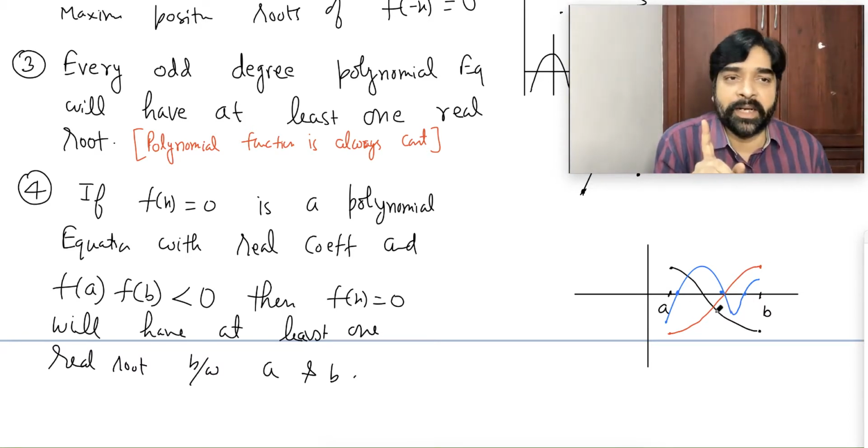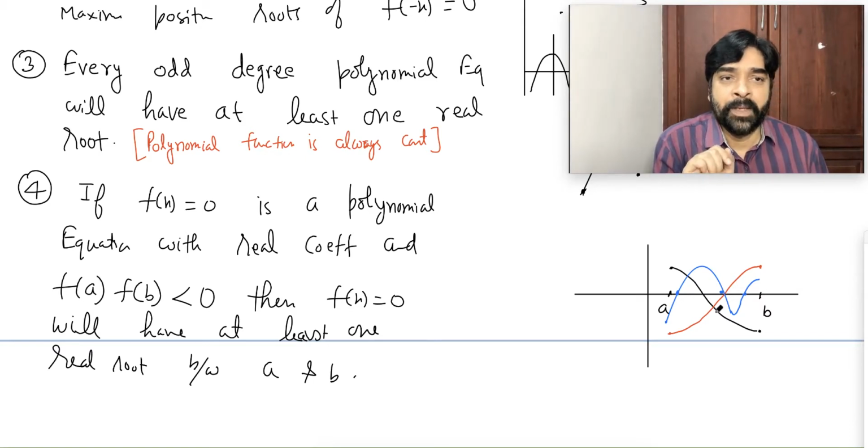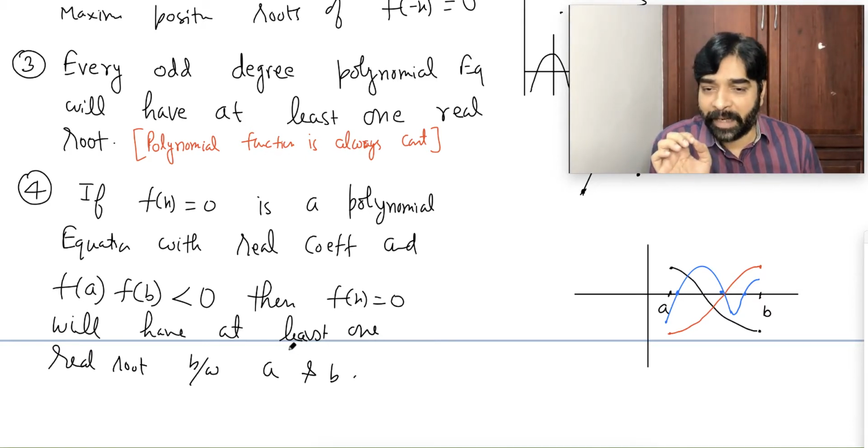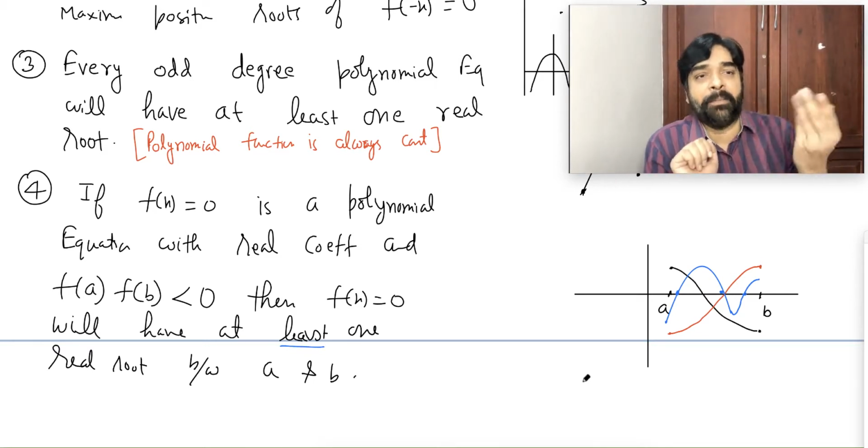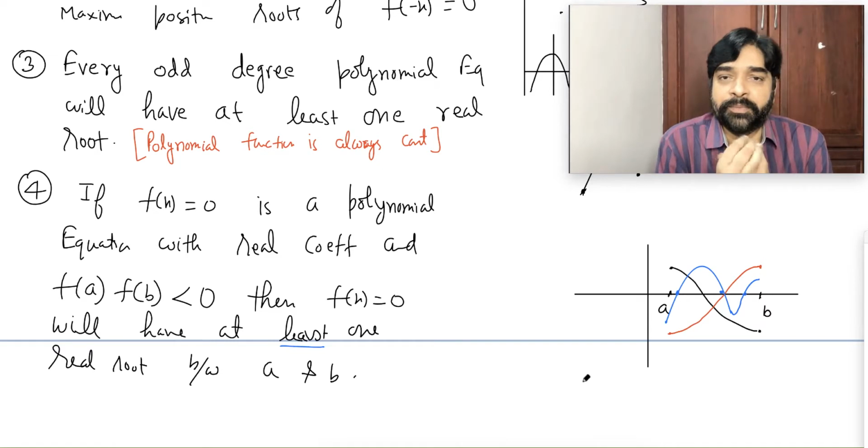Alright, did you understand, everybody? So that is why I used the words at least one real root. Means minimum one real root will be there. It may happen that it can be more than one real root. So many people did not understand. Is it clear to everybody?